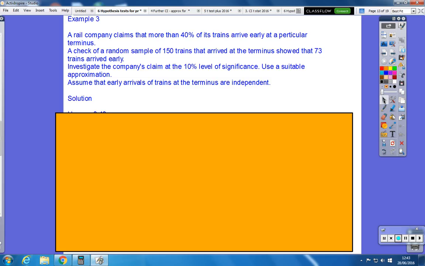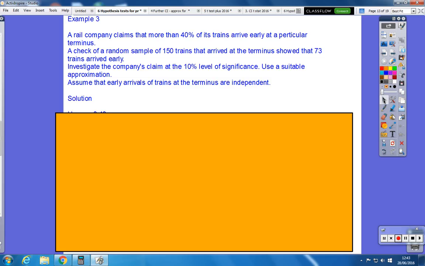Okay, this is the alternative, another one. A rail company claims 40% of its trains arrive earlier at a particular terminus. A random sample of 150 trains that arrived at the terminus showed that 73 arrived earlier. Investigate the company's claim. From this you can see that we're potentially looking at a proportion, assuming it's not a normal distribution. We don't have a mean or a standard deviation. It's not a lambda, we don't have a rate. So it's got to be binomial.